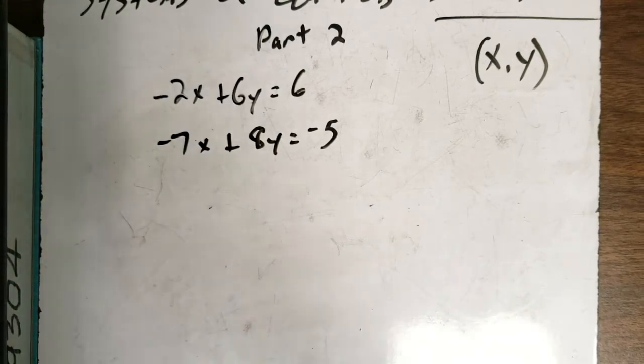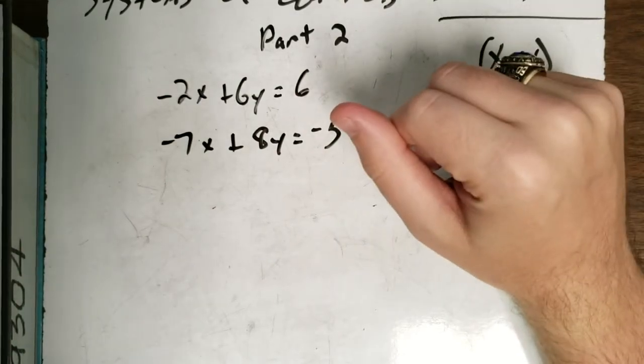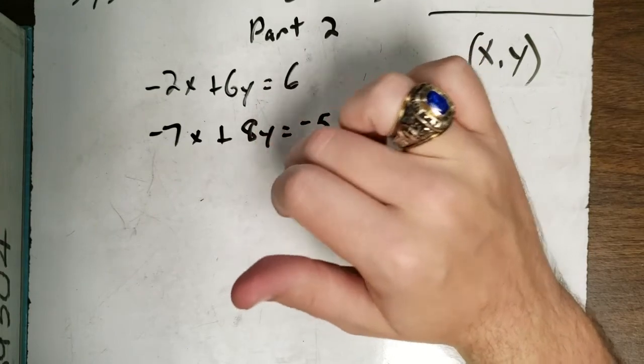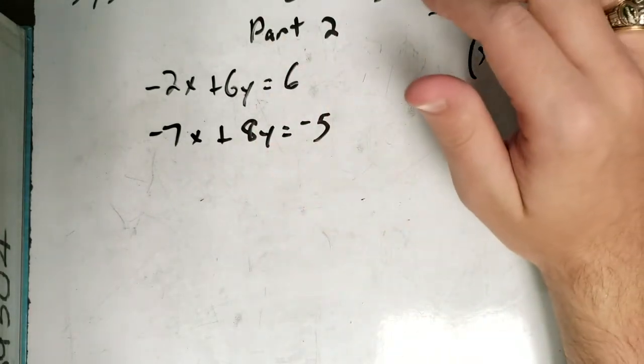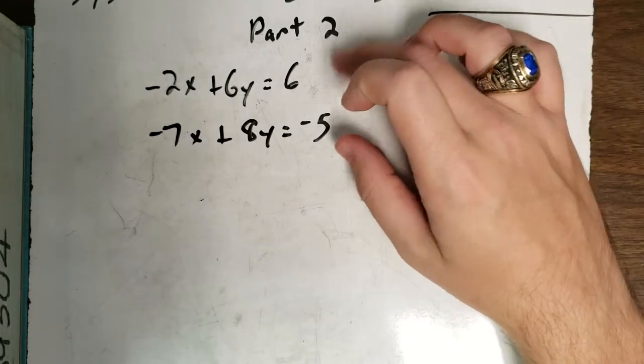Let's look. Two equations, right? Are there any letters by itself first? No. We have negative 2x, negative 7x, 6y, 8y. So no letters are by itself at all. But we still have to get a letter by itself. So let's look at our equations, okay?